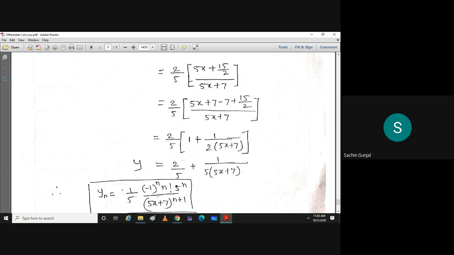And then you can easily take its nth derivative. Any doubt here? I hope it is straightforward. No, sir.